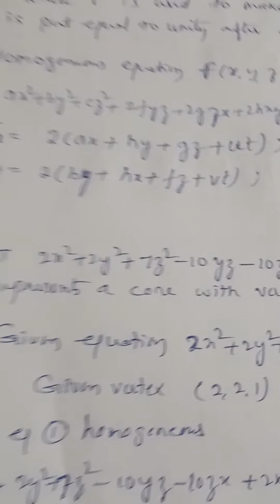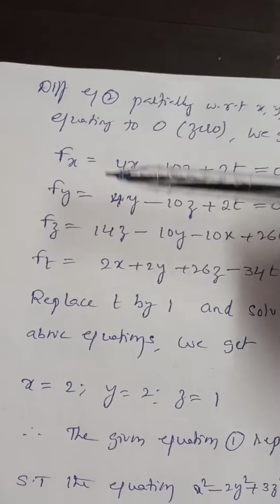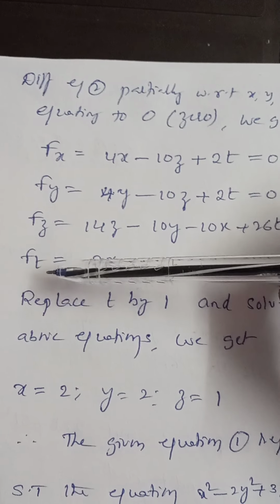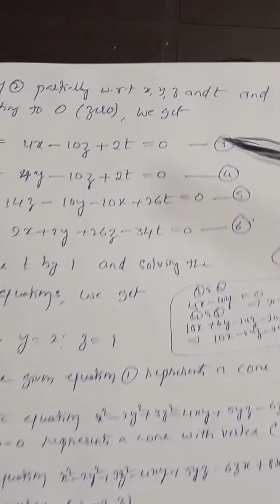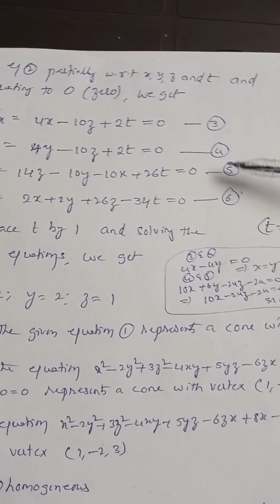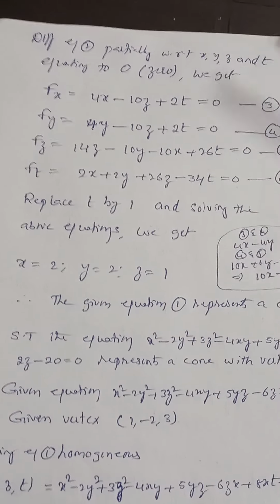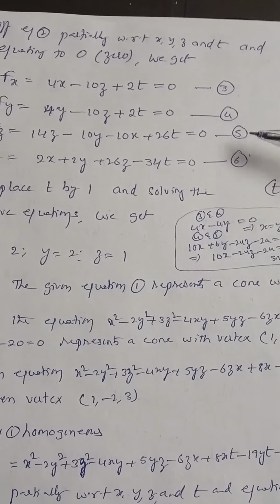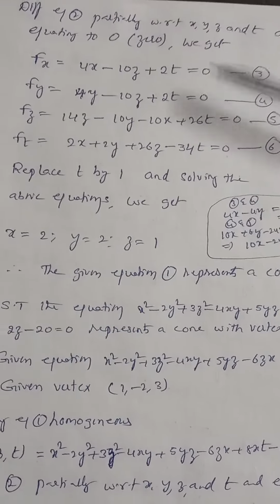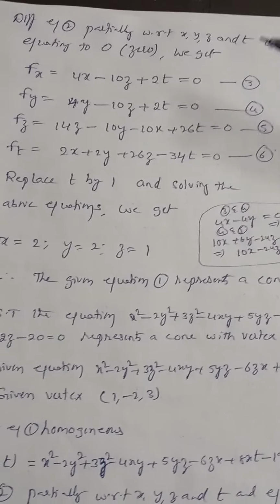Now see, by applying the same formula, we have to differentiate partially with respect to y, with respect to z, and with respect to t. We will get these four equations, in x, y, z, and t also. Now we have to solve these four equations. Before solving, we have to replace t by 1. Now what will you get here?